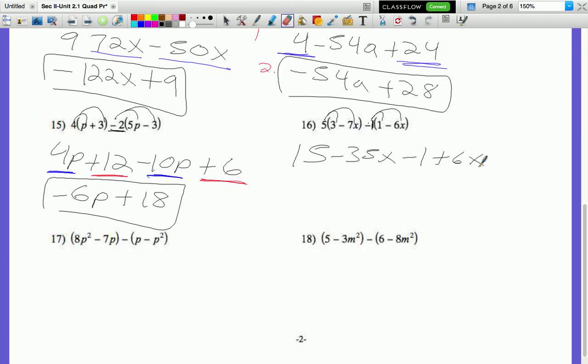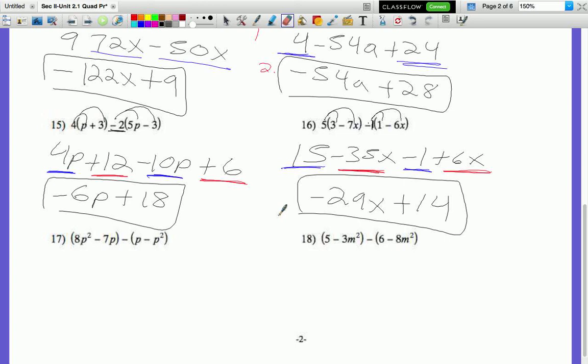Then I don't have to worry about am I really subtracting or adding, things like that. Next, I combine like terms like I've been doing. So 15 and negative 1, x, or negative 35x and 6x. Variable with the highest exponent comes first. So negative 29x. 15 minus 1 is positive 14. You're done.